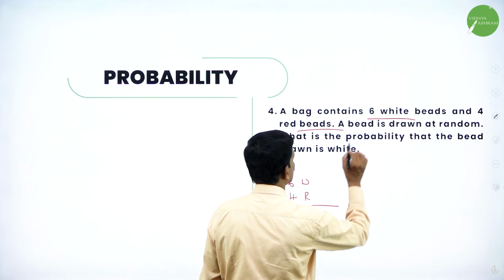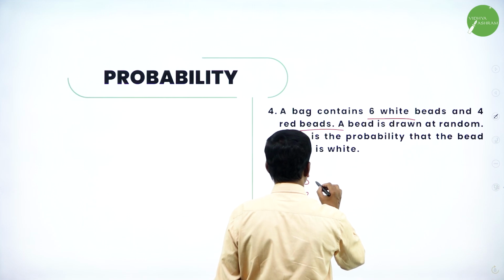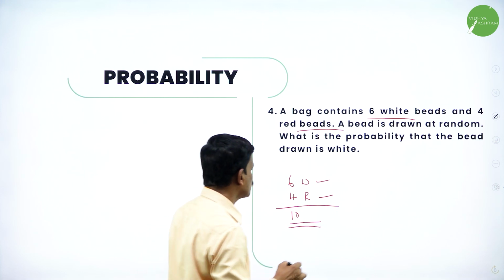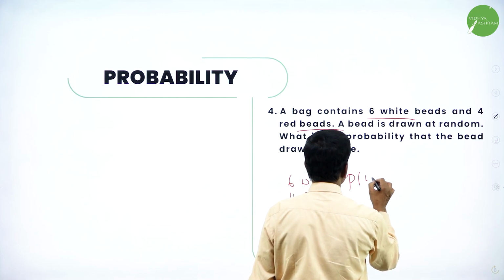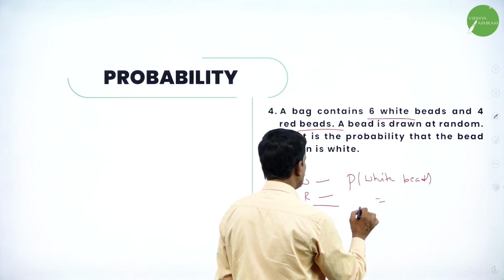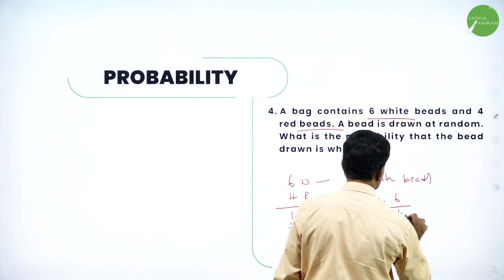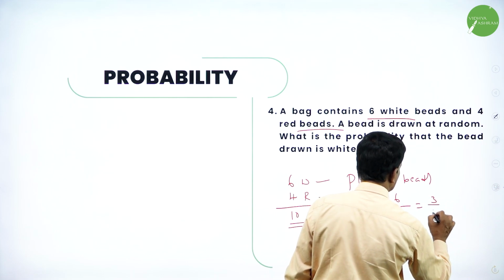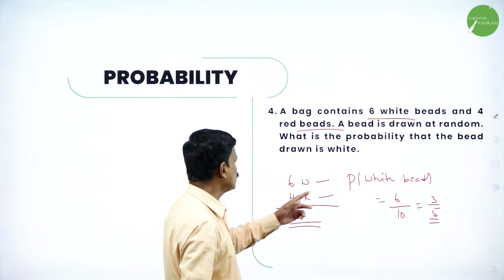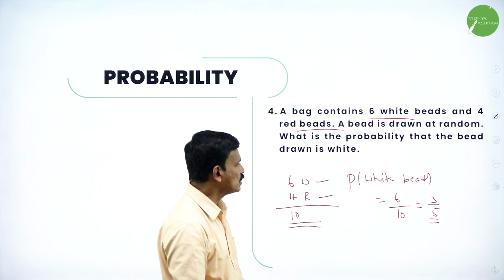Very simple. The total number of white as well as red beads is 10. Only white beads are 6 and the red beads are 4. So the probability of getting a white bead is, how many whites are there? 6 divided by 10, that's equal to 3 divided by 5. That's it. So how many beads are there? 10. Out of which how many are white? 6. 6 divided by 10 will give the probability, that is nothing but 3 divided by 5.